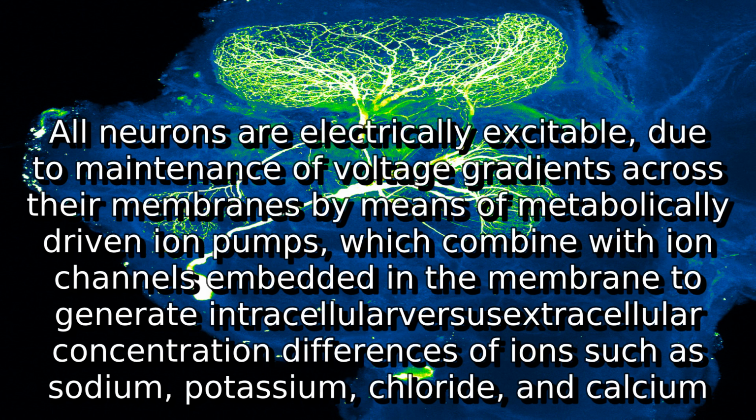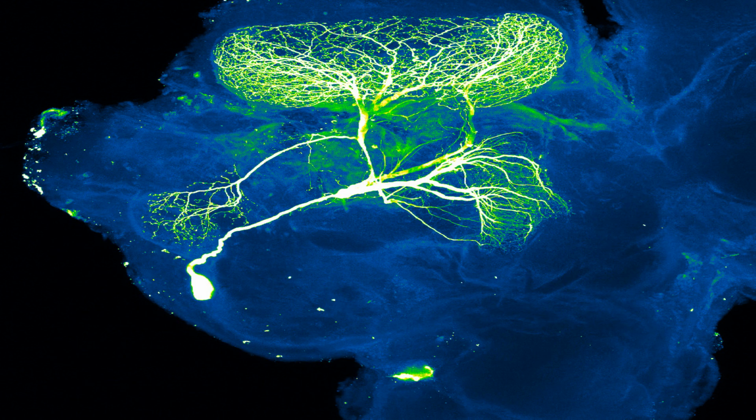All neurons are electrically excitable due to maintenance of voltage gradients across their membranes by means of metabolically driven ion pumps, which combine with ion channels embedded in the membrane to generate intracellular versus extracellular concentration differences of ions such as sodium, potassium, chloride, and calcium.